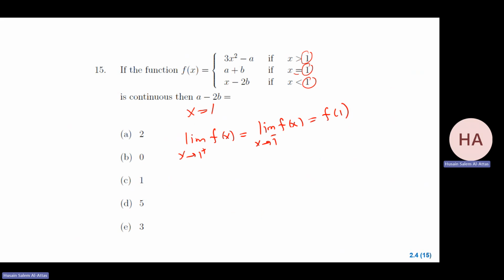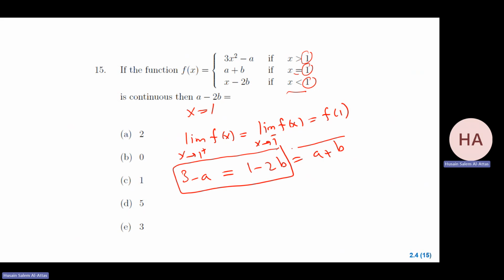Now f of 1 will make a difference. Going to 1 from right, I am here; that will be 3 minus a. Going to 1 from left, I am there; that will be 1 minus 2b. F of 1 is a plus b. So I have three different equations. This is the first equation, this is the second equation. You can arrange it the way you like.